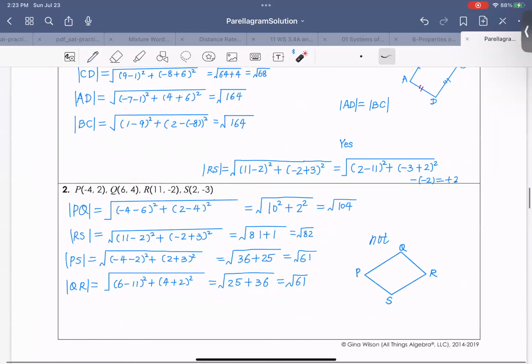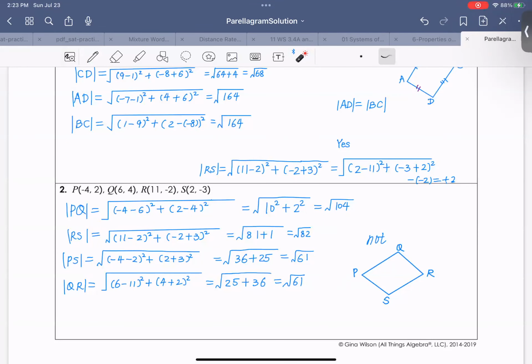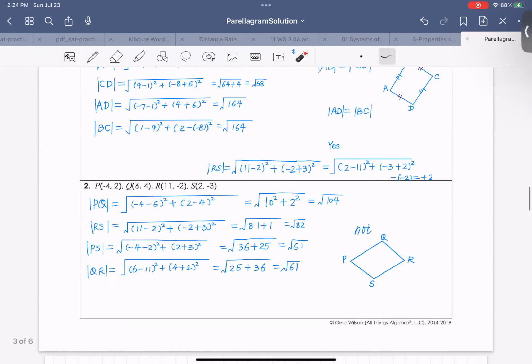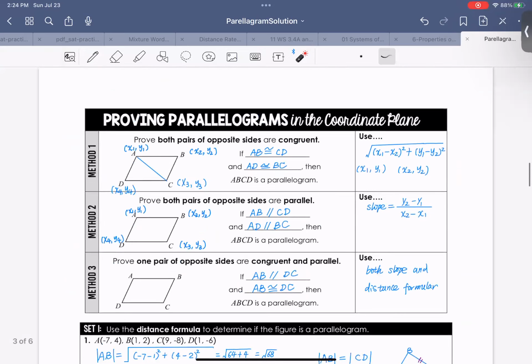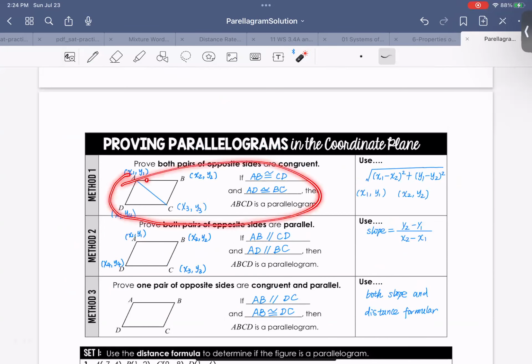Good. So you notice that PS and QR are equal, but PQ and SR are not equal. So that is not a parallelogram, okay? Because if it is a parallelogram, then the opposite sides have to be equal. So one pair is not equal, so it's not, okay? Next one, yeah. So this is method one. Method one is by checking if the opposite sides are congruent.